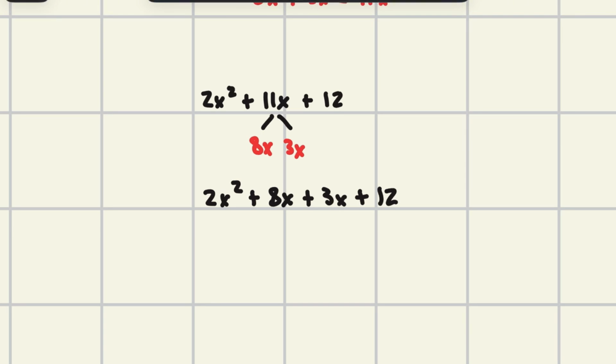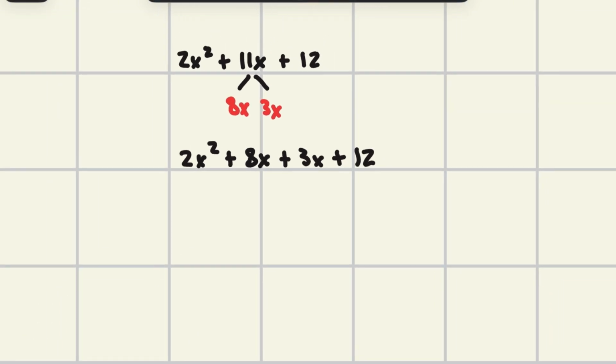Now using this equation, you're going to break it down into two groups. You're going to group these two together and these two together. Now you're going to take out a greatest common factor. So in this case, the greatest common factor is 2. Because if you take out a 2 from here, you'll end up with 1, and if you take out a 2 from here, you'll end up with 4.